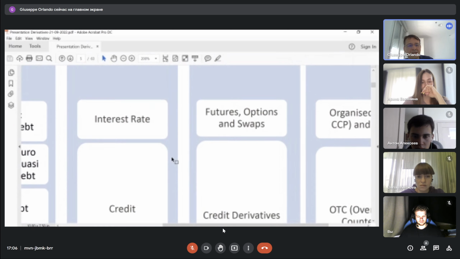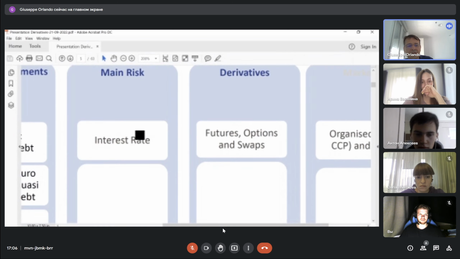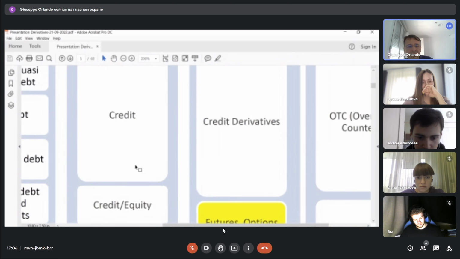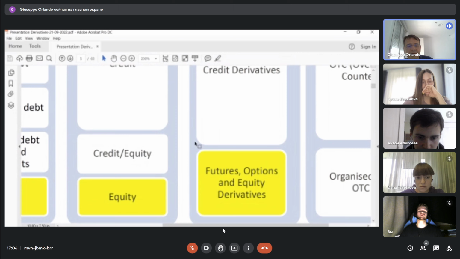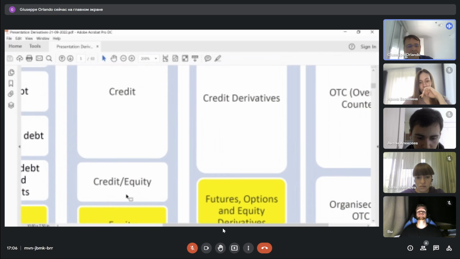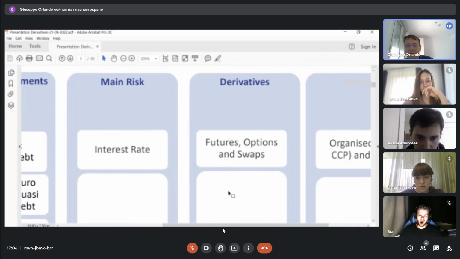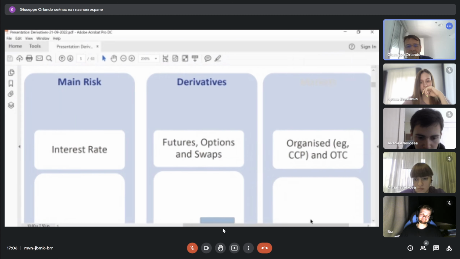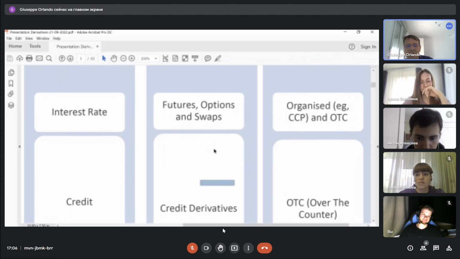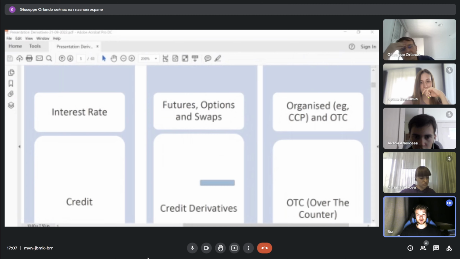So, and then we have different kind of risk, from interest rate to credit. And then we have equity. This is the middle when it's both credit and equity. And then here we have derivatives, well, future options and swaps. Do you know the difference between future options and swaps? I guess we are familiar with futures, with options, but with swaps, not really.